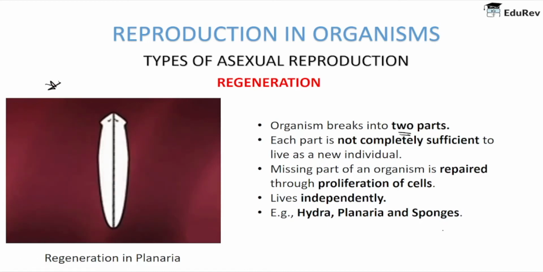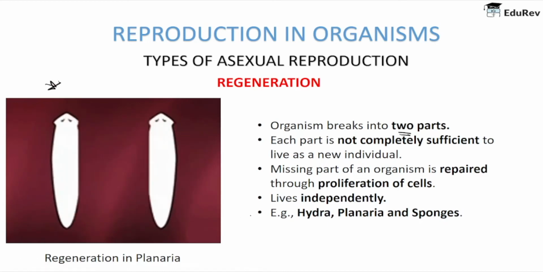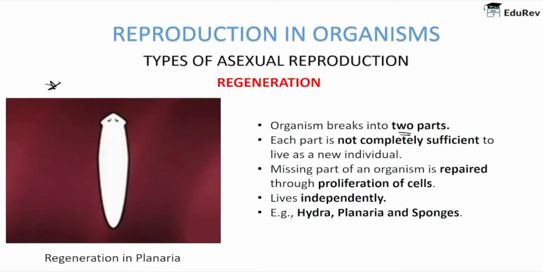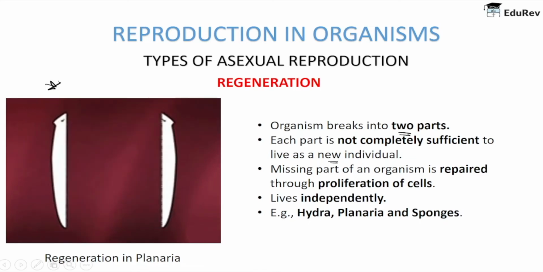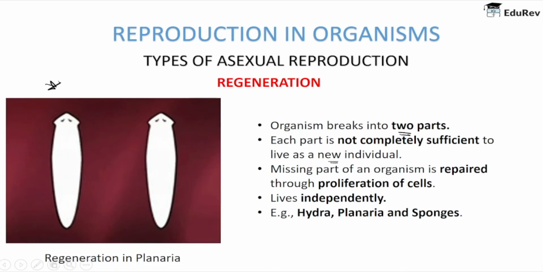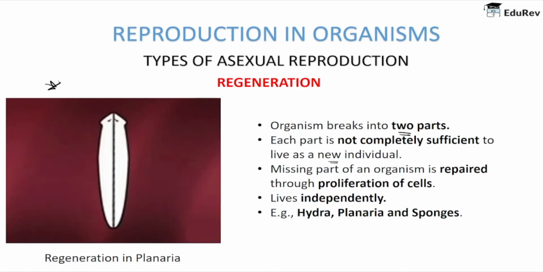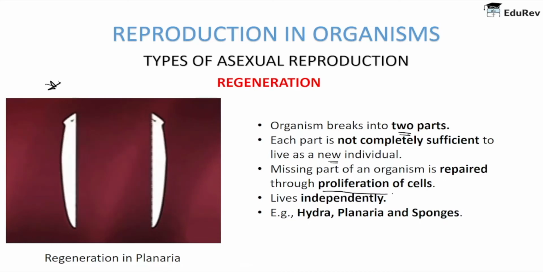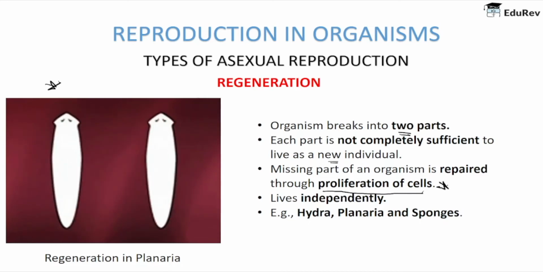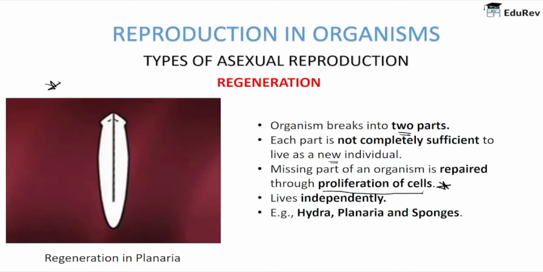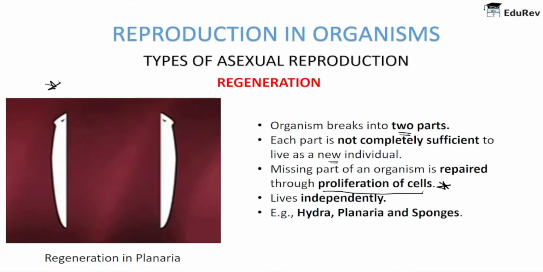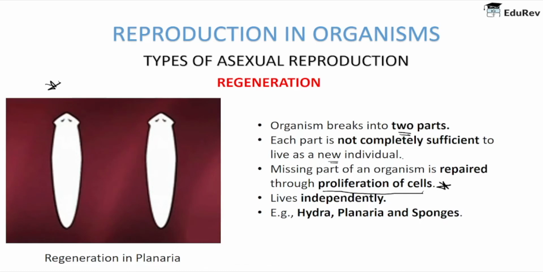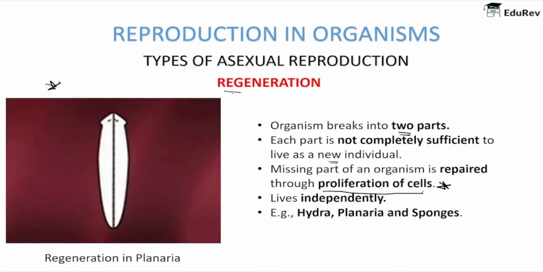But each part which is formed is not completely sufficient to live as a new individual. Why? Because they have particular missing parts in them. So that missing part of an organism is further repaired through proliferation of cells. Here I am putting a star here. Why? Because this section, proliferation of cells, actually relates with the topic regeneration.